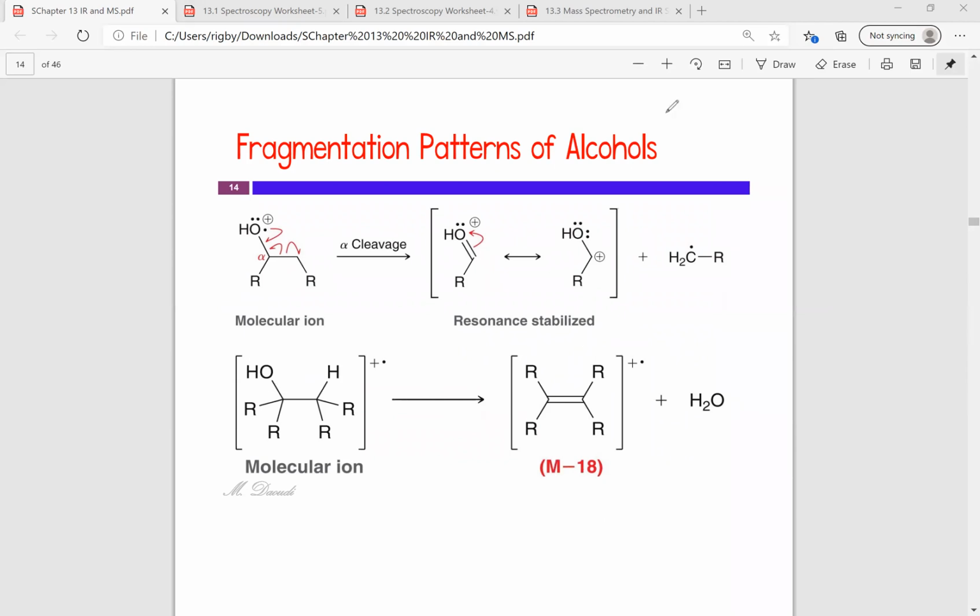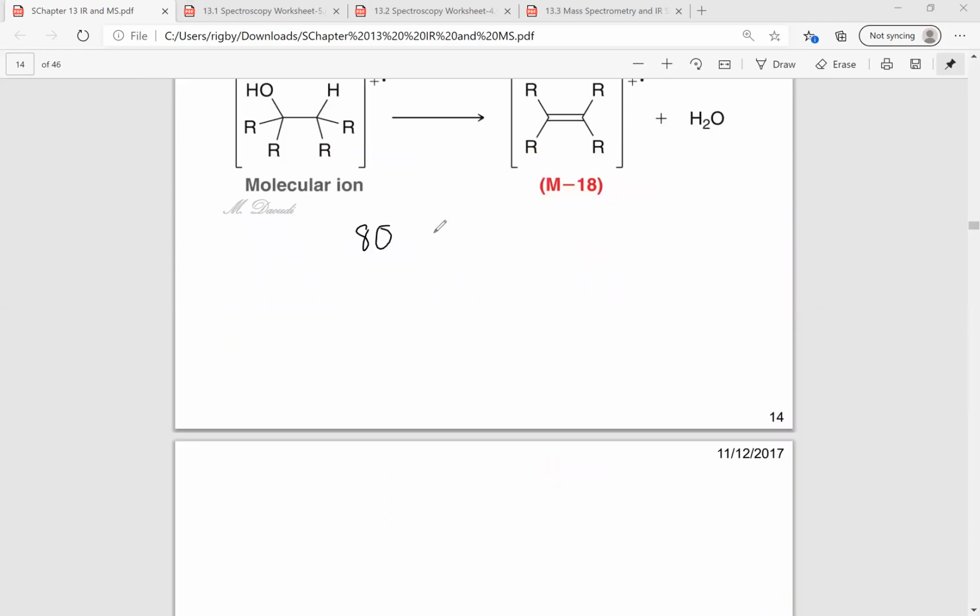So for example, let's take the 80 example that we had before. If I had said 80, we went to 65, that's a loss of a CH3 group. If I said 80 went to 62, on the other hand, that would be a loss of H2O, telling me that whatever had the mass of 80 is some sort of alcohol. It has an OH group somewhere, okay?